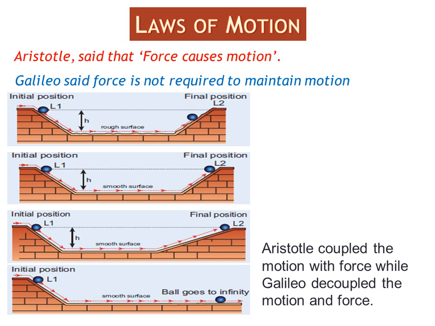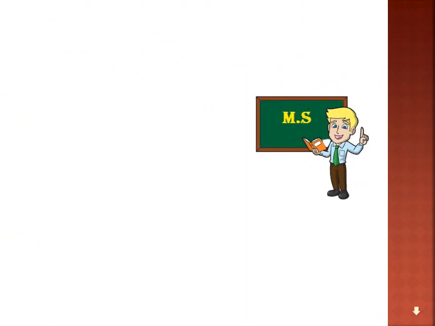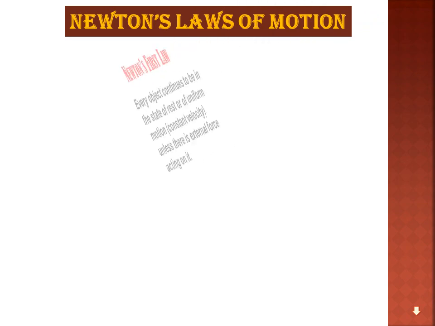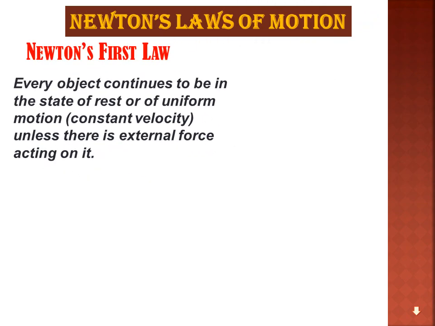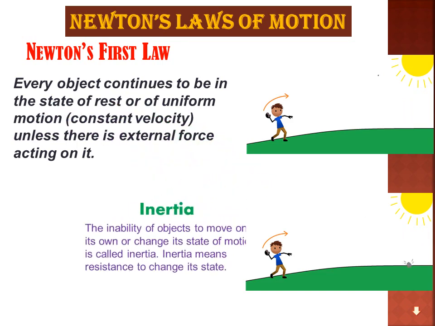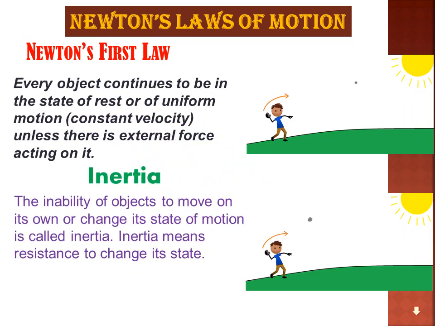So Aristotle coupled the motion with force, while Galileo decoupled the motion and force. Newton's laws of motion. Let's see what's the first law. Every object continues to be in the state of rest or uniform motion, that means it has a constant velocity, unless there is an external force acting on it.